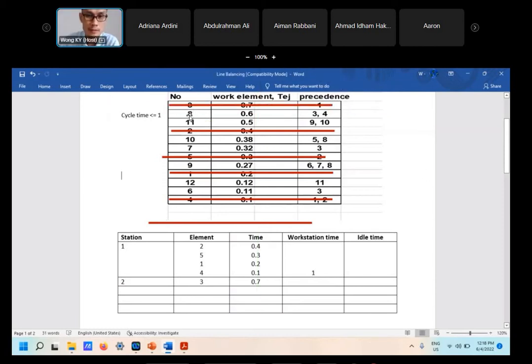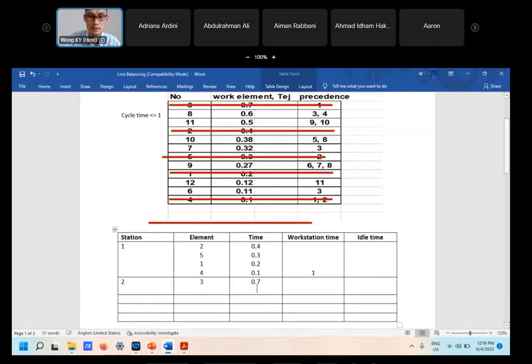Okay, so go down the list now, start with 8. Can we assign 8 to workstation 2? No. Even though the precedence is satisfied, the element time is 0.6, so 0.7 plus 0.6 will exceed 1. So we cannot assign element 8. Then work element 11, cannot. Work element 10, cannot. Work element 7, can we assign 7? Cannot, because the element time is 0.32, so if you total up this, it will exceed 1. We cannot exceed the cycle time. That means we cannot assign work element 7.